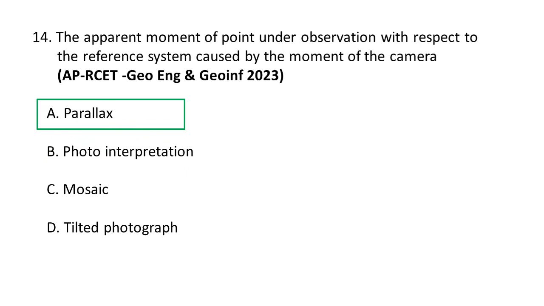So parallax is the apparent shift in the object's position when viewed from different perspectives. It can also refer to the difference in an object's apparent direction when seen from two different points that are not on a straight line with the object. So A, parallax is the correct option.